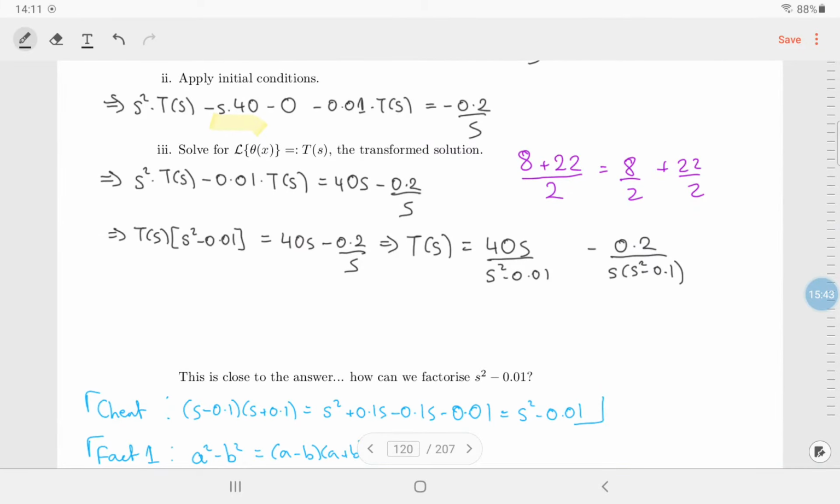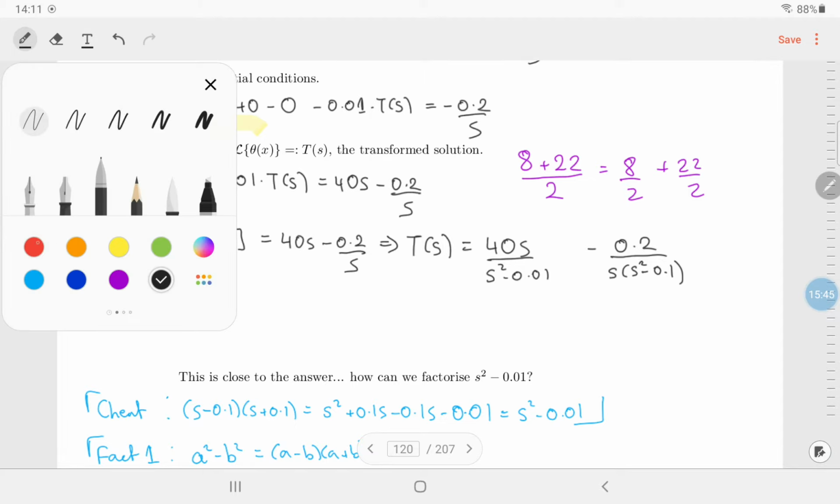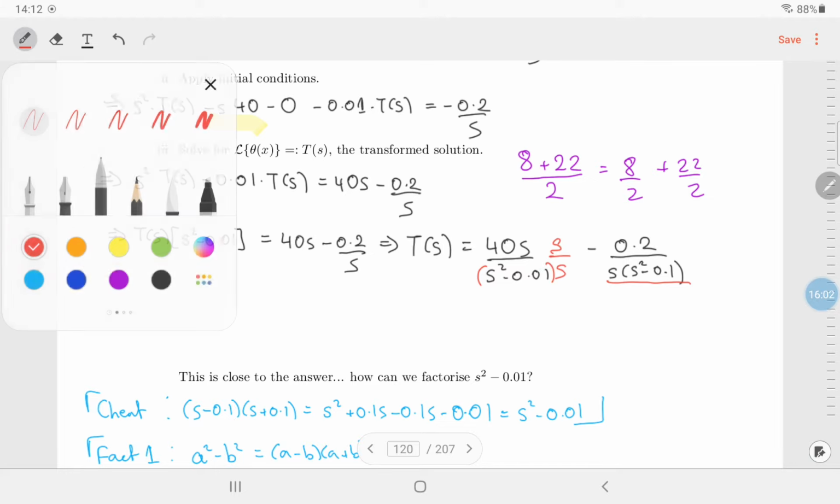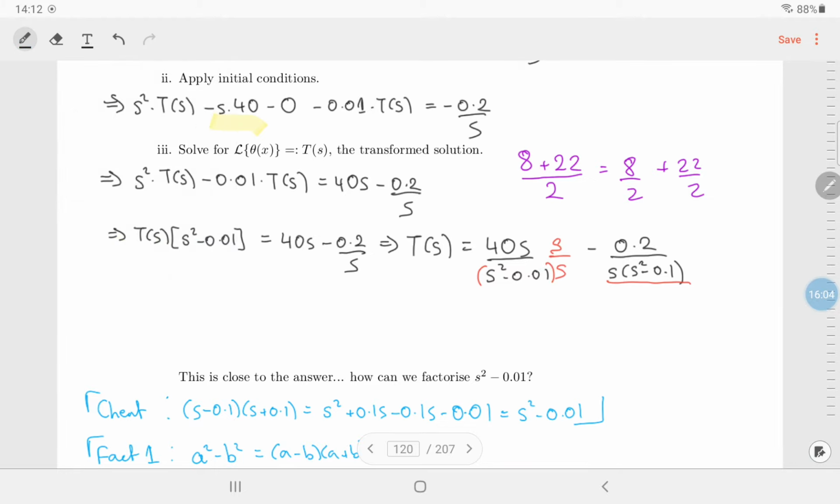So if I want to write this as a single fraction, I'm going to need a common denominator, and I suggest that we use this common denominator here. The term on the left, the 40s over s squared minus 0.01, is missing the s, so I can multiply above and below by s. That red thing is equal to 1, so while it makes it look different, it gives it the appropriate denominator, it doesn't actually change the number.